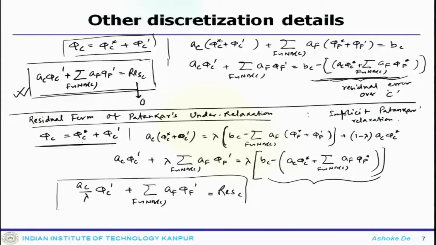So, that is the residual form of Patankar under-relaxation, where we have used this value of lambda, and lambda is a relaxation factor that one uses to get the solution done. And while under-relaxing the equation, it modifies only the diagonal coefficient, which improves the rate of convergence.